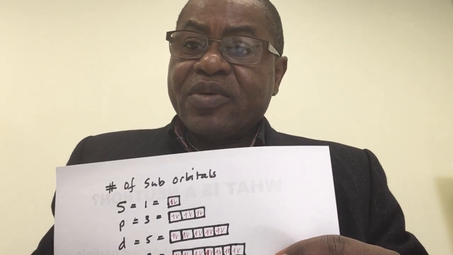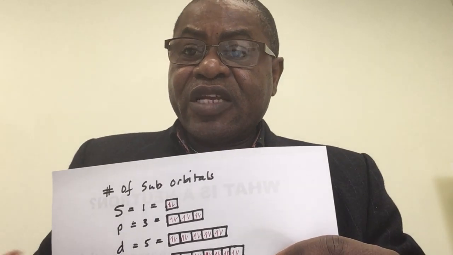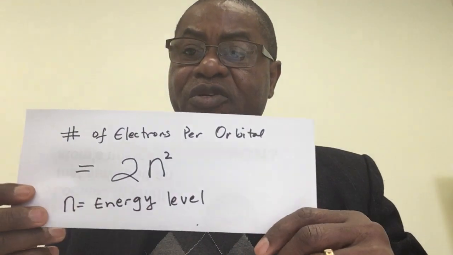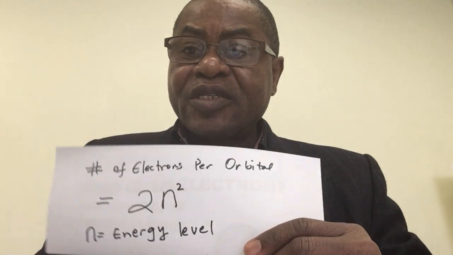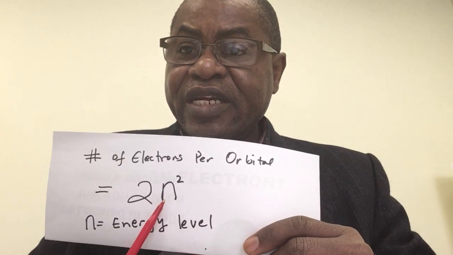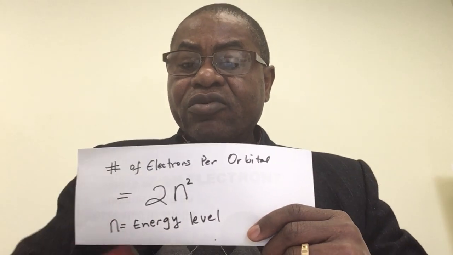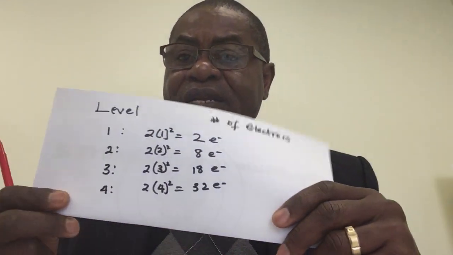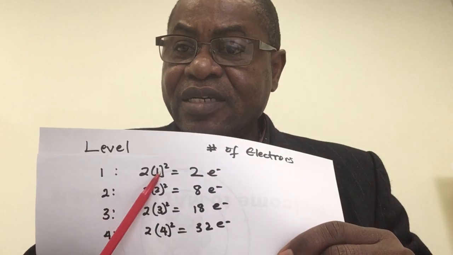But there is another way we can calculate the number of electrons per energy level, and I'm going to show you that very soon. If you look at this formula here, 2n squared, the n there represents the energy level. Let's say you have energy level 1.